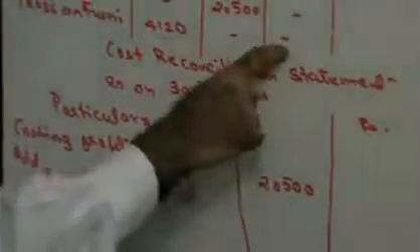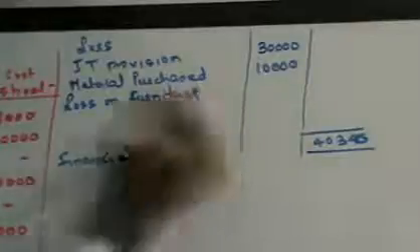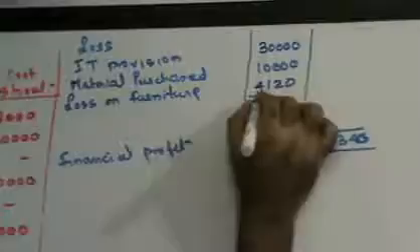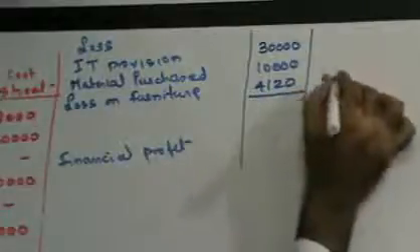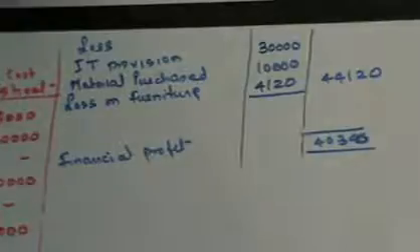Right? And loss on sale of furniture. Again, this is less. Less is less. So that means this will go in less column. So this will go in loss on furniture. Amount is 2,120. Now if I add this, it is 44,120.